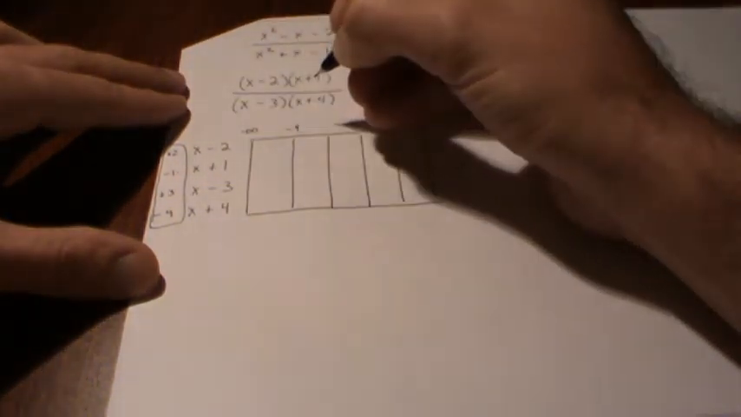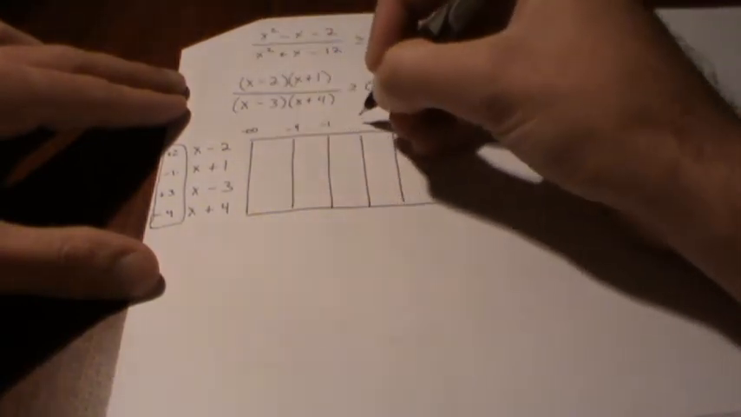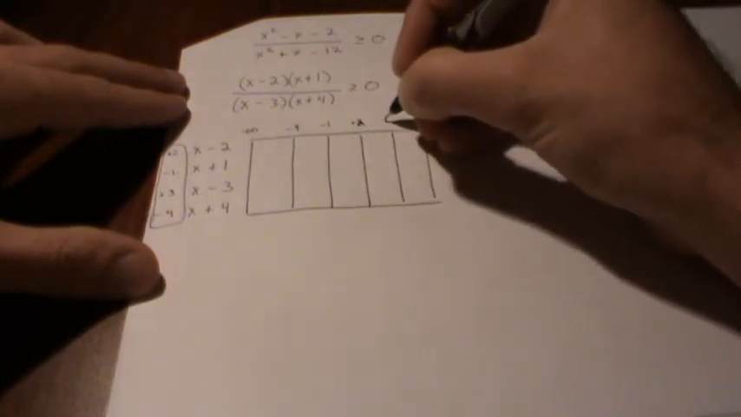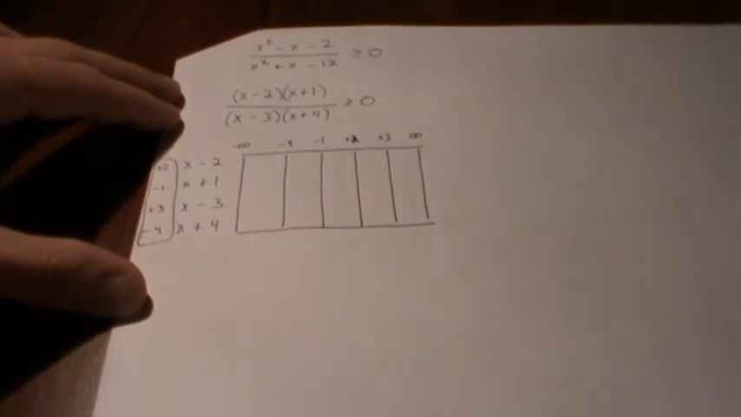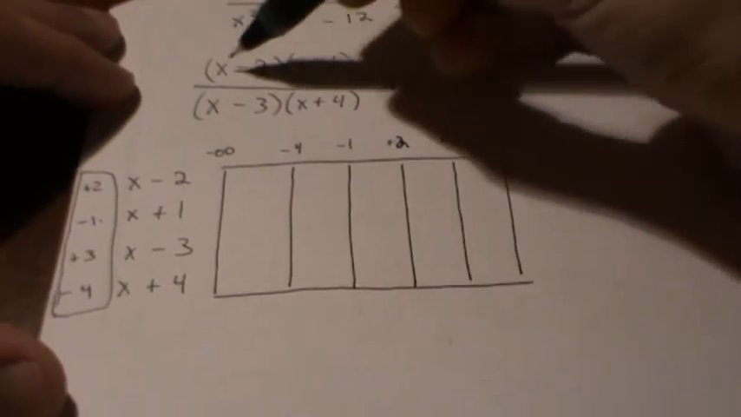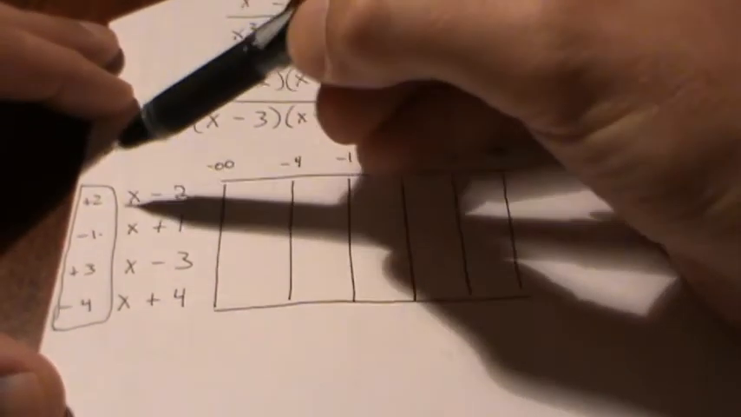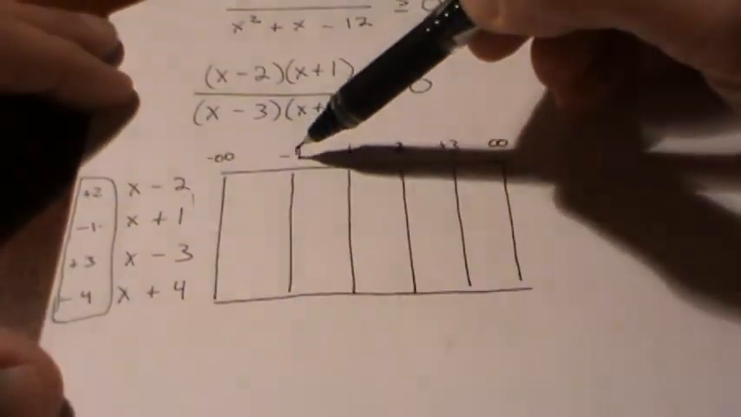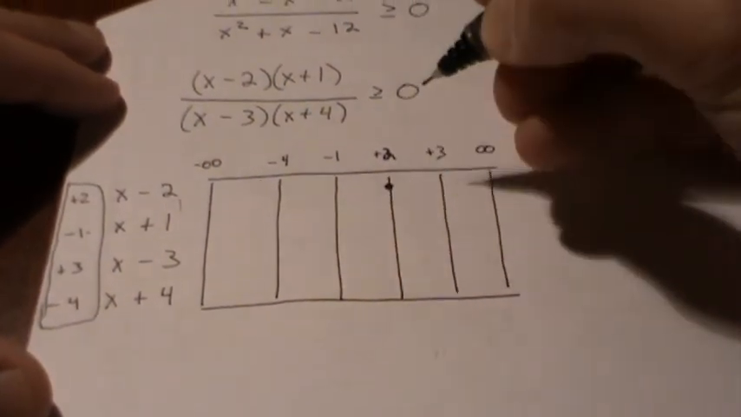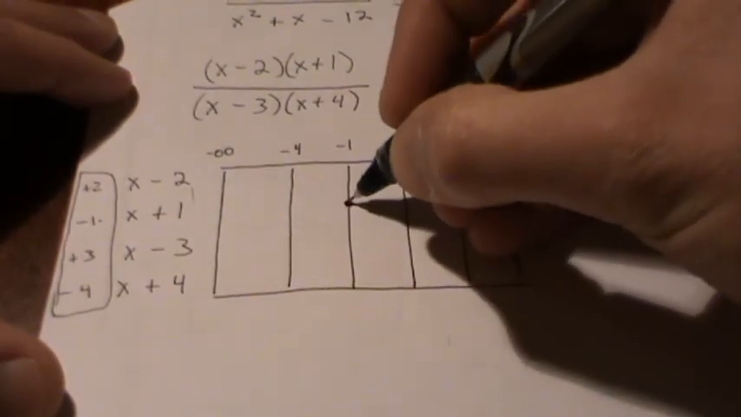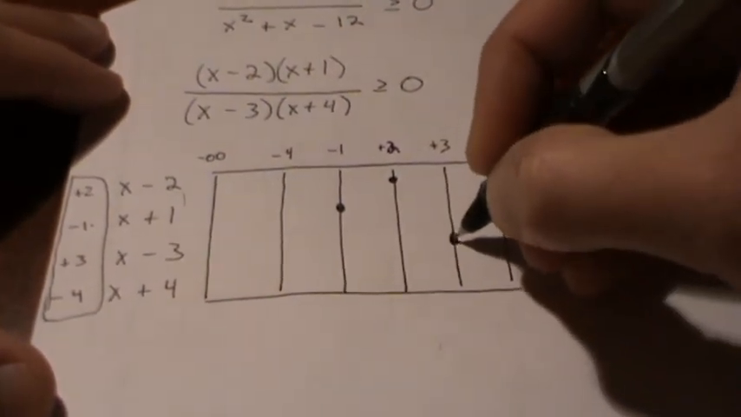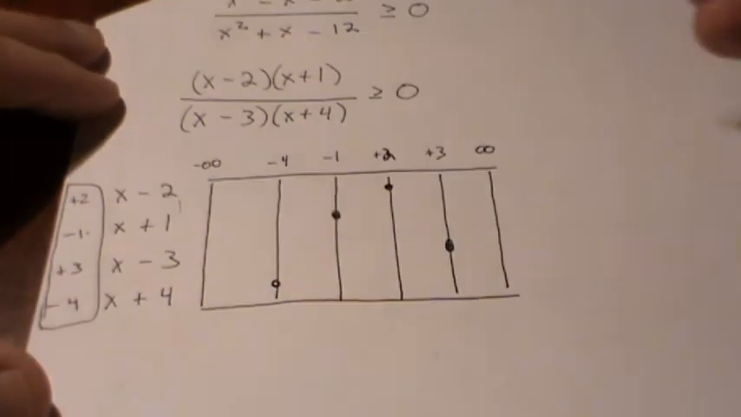So a negative 4 goes here. A negative 1 goes there. Oops, sorry, positive 2 goes there. And a positive 3 goes there. Alright? And so this is my factor chart. These factors were written here, the zeros here, then the zeros were transferred up to here. Now this would get a dot right there. This one would get a dot right there. This one would get a dot right here. And this one would get a dot right there.